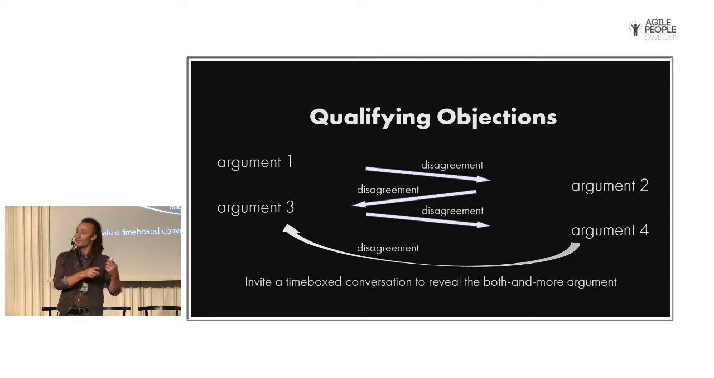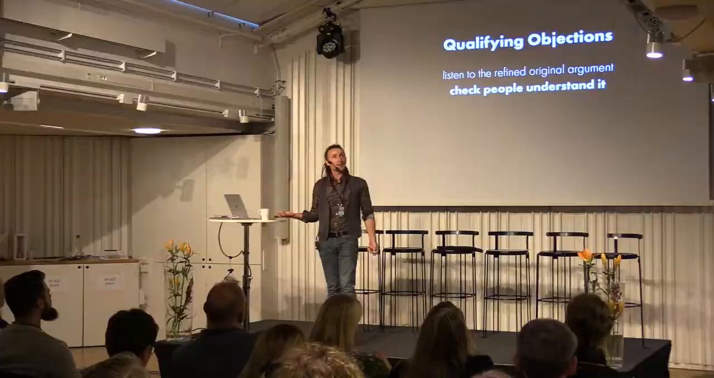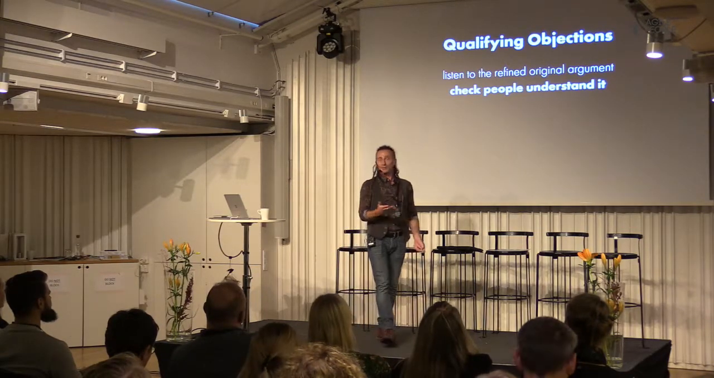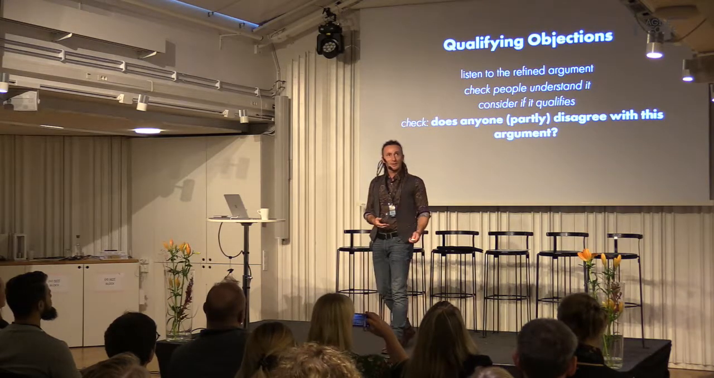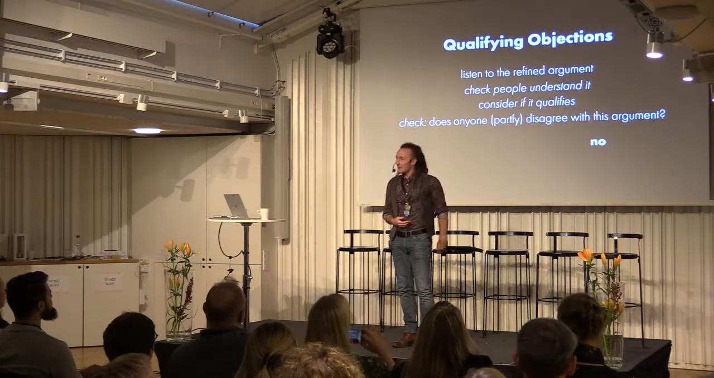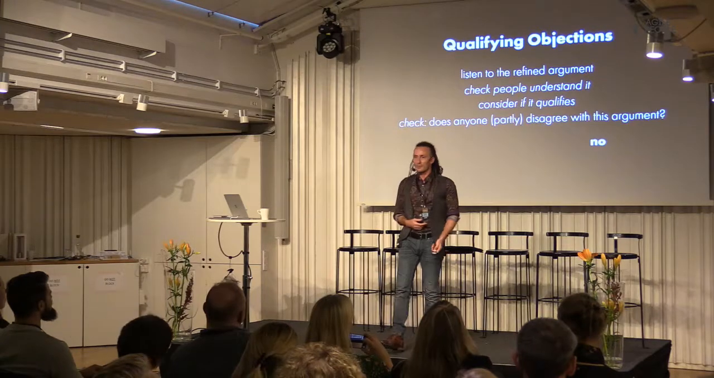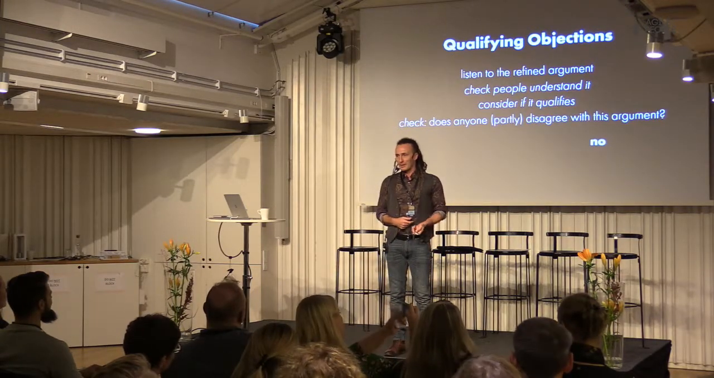And then, once you've extracted the both-and-more, you come back up the stack again, integrating at every level. And finally, you want to check, listening to the original argument, is there anything left of it? And if there is, do people understand it? Consider if it still qualifies, and does anyone disagree totally or partly? And you'll arrive at the point where there's no more disagreement, and you've qualified the objection.